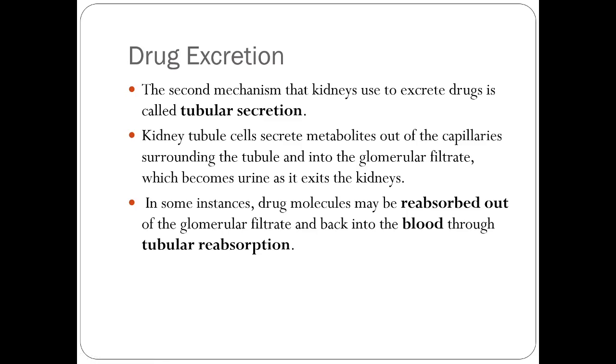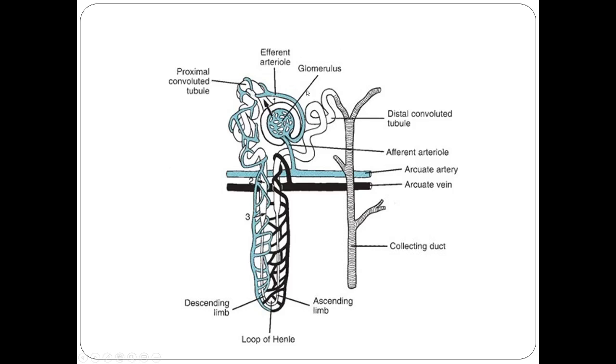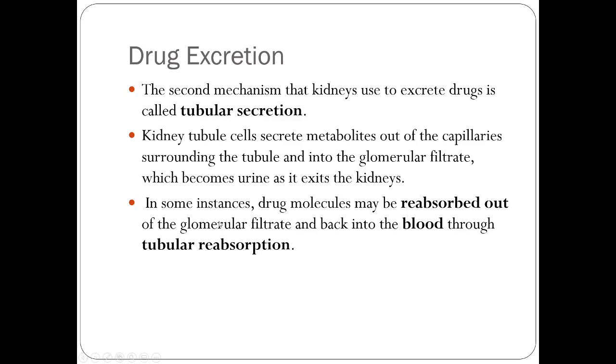The second mechanism that kidneys use to excrete drugs is through tubular secretion. So this is where glomerular filtration happens. This is where tubular secretion happens. In some instances, drug molecules can be reabsorbed out of the glomerular filtrate and back into the tubule through tubular reabsorption.